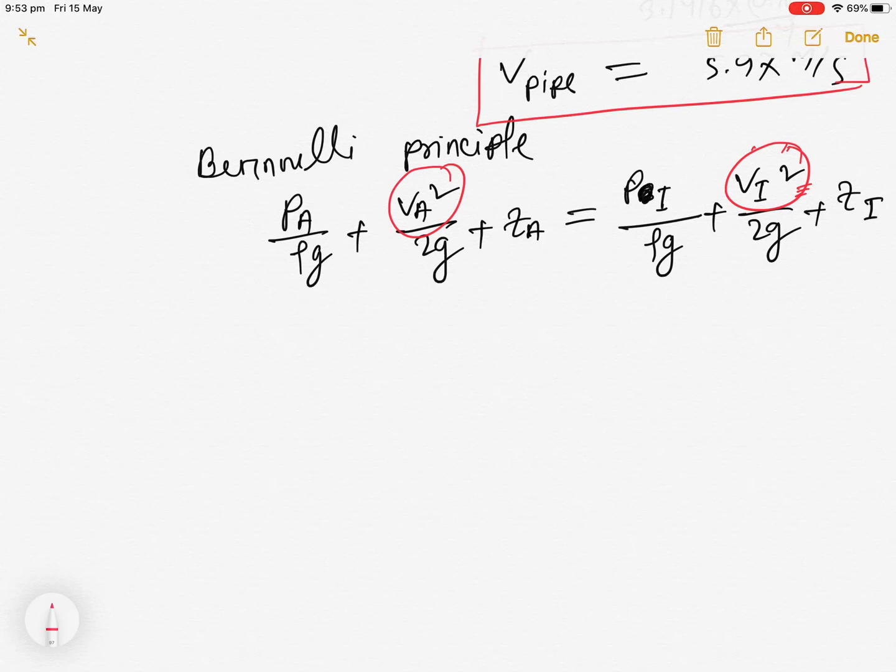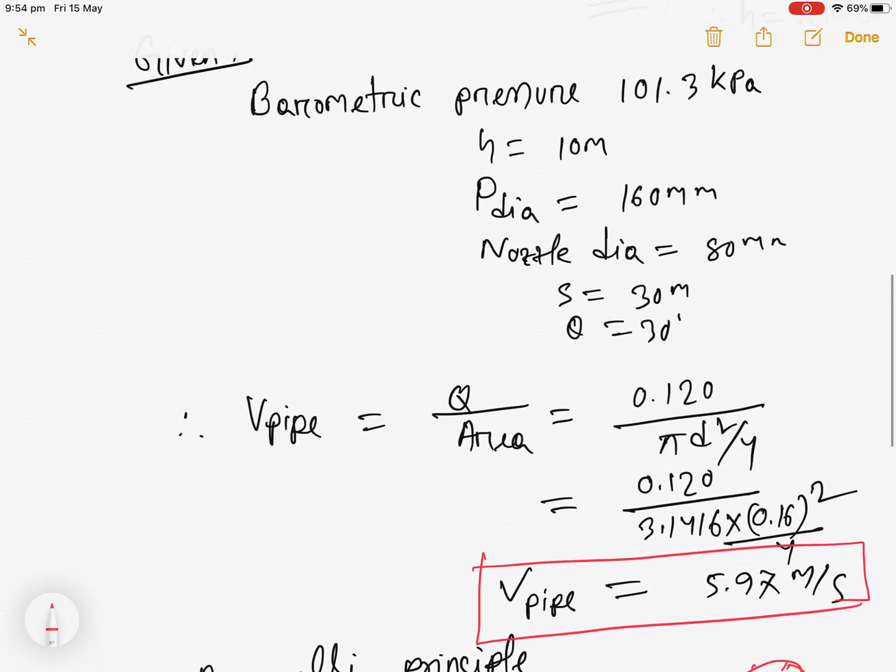So for better understanding, I can write it down for you. So here the velocity will be 0, okay, Va. And what will be the pressure? The pressure is given, the barometric pressure is 101.3, so we can say 101,300 Pascal. It was in kPa, we write it in Pascal.